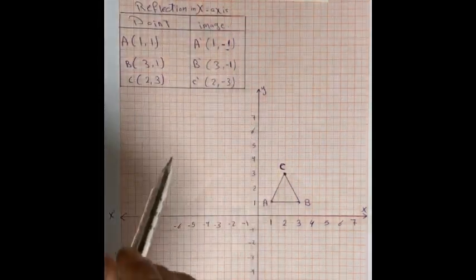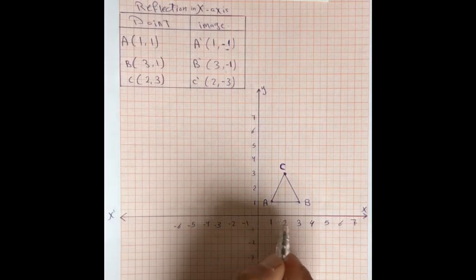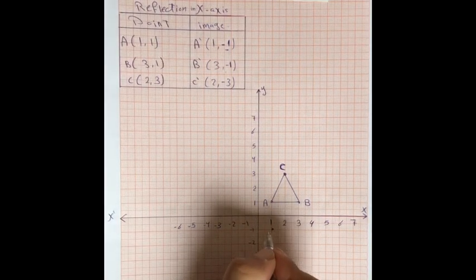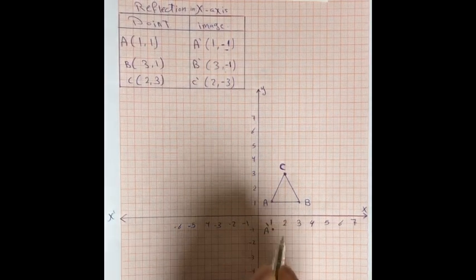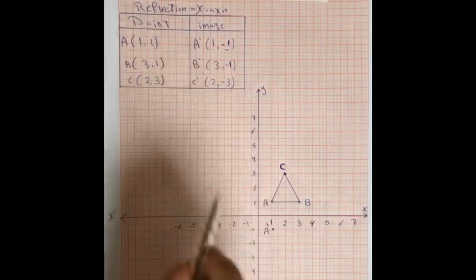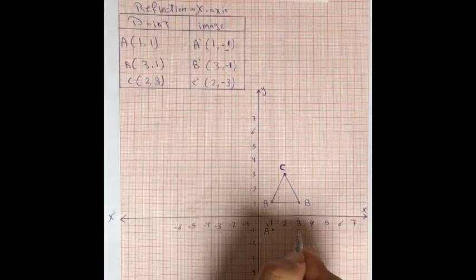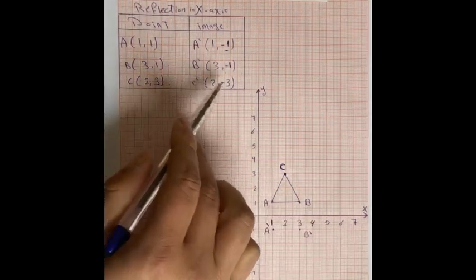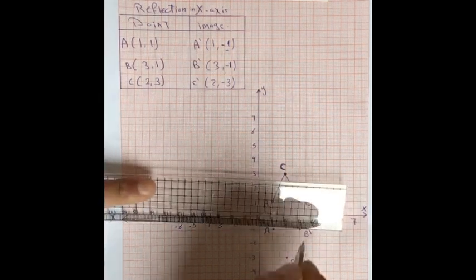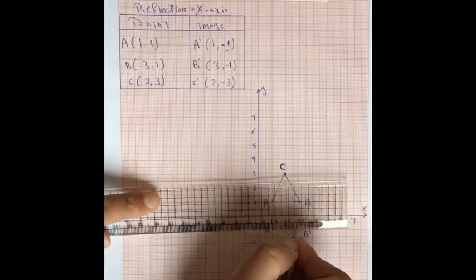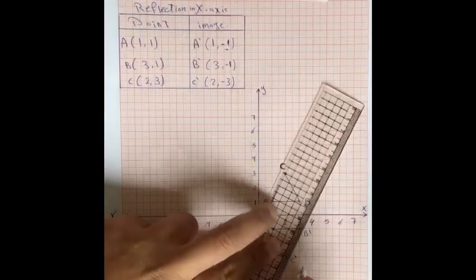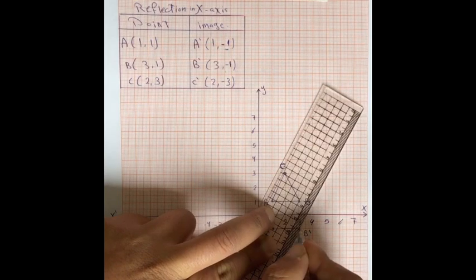After that, we draw its image: A (1, -1) is A dashed, (3, -1) is B dashed, the image of B, and (2, -3) is C dashed. Then we have the image of triangle ABC by reflection in the x-axis.